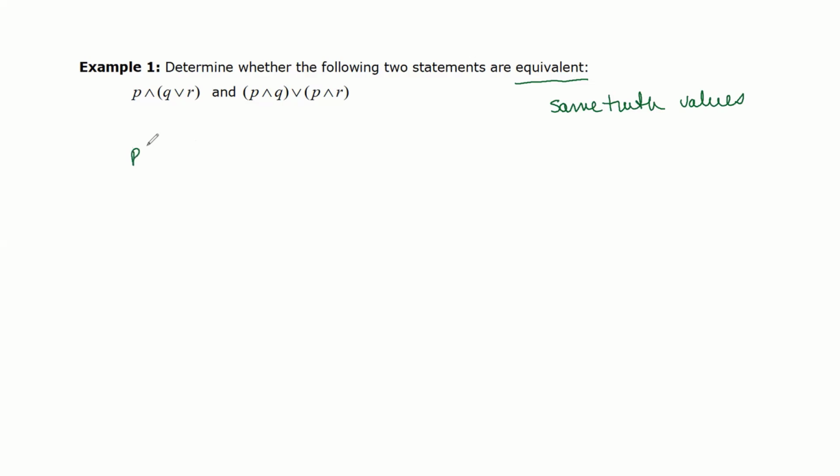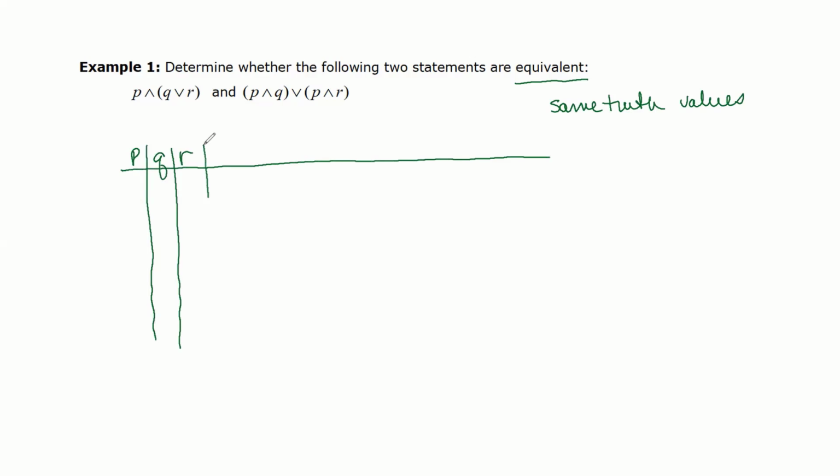So we start with P, Q, R. And then we're going to have the first statement, P and (Q or R). And the second statement, (P and Q) or (P and R). Let's see if we get an equivalent statement, the same truth values in the end.